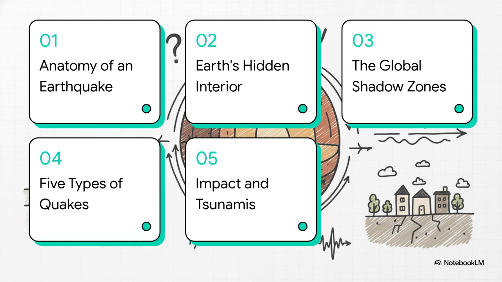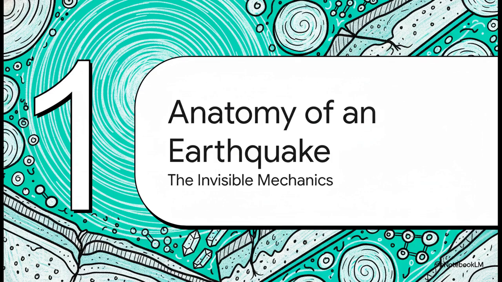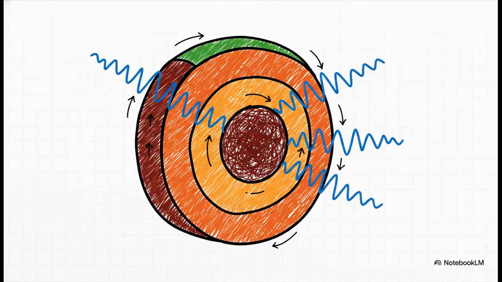Let's dive in. Section 1, Anatomy of an Earthquake, the Invisible Mechanics. Before we can really wrap our heads around the visible destruction that happens up here on the surface where we live, we first got to look at the microscopic, unseen mechanics happening deep underground. Okay, so when an earthquake happens, it generates waves. And these earthquake waves are basically broken down into 2 main types, body waves and surface waves.